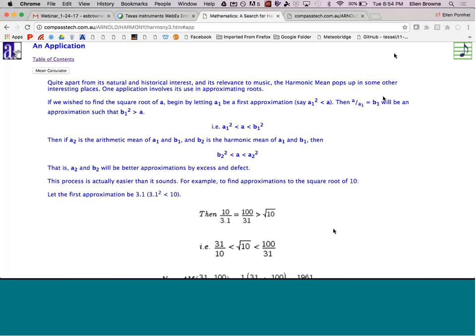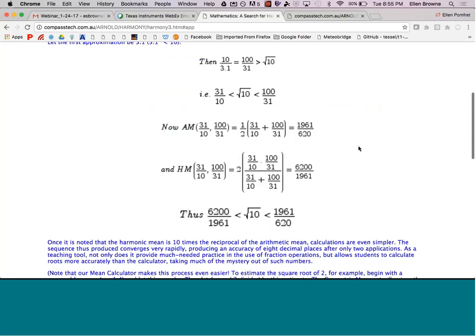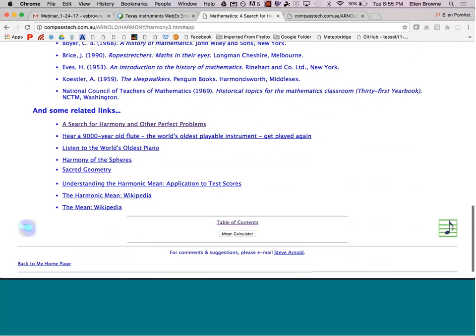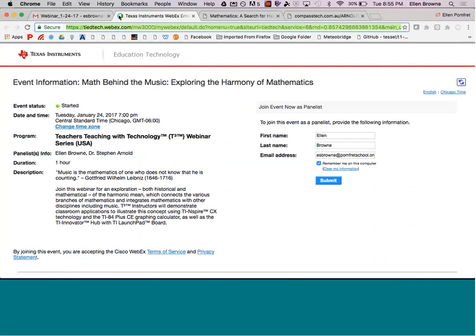This is an application of the harmonic mean for actually calculating approximations for square root numbers, and it's an interesting technique and might be of interest to do with some students. And at the bottom of that page, there are a bunch of links and references. So lots of resources. If we move too fast for you during the session, I do apologise, but I wanted you to see that there's plenty of time to go back and follow these up further.